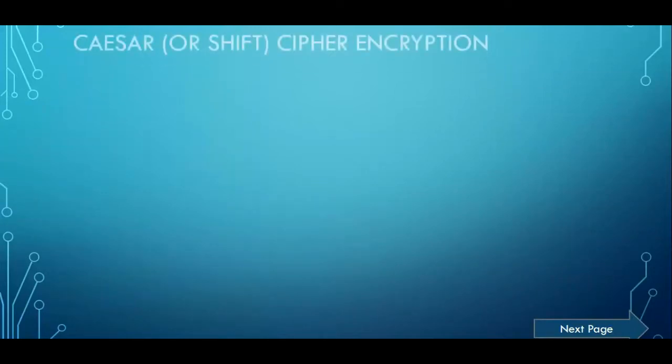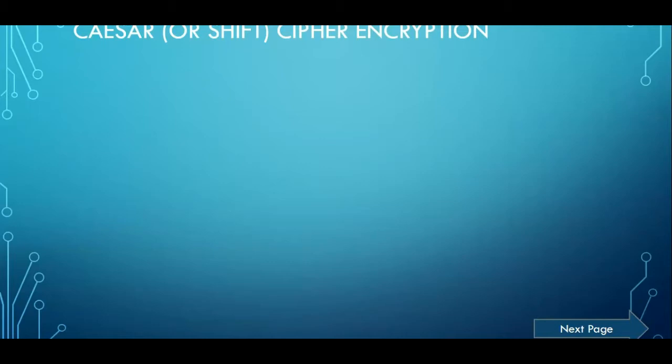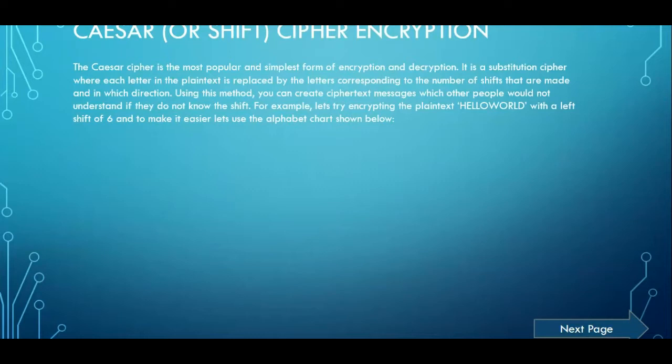Right, so we're going to start off with obviously how to encrypt it. So basically, as you can see here, a Cipher is the most popular and simplest form of encryption and decryption. And basically how it works is it's a substitution cipher where you use shifts to then encrypt a message to create the ciphertext. So as we're going to use an example here to try and explain it more because you're probably confused. Say our message is hello world and we want to encrypt it with a left shift of 6. How are we going to do this?